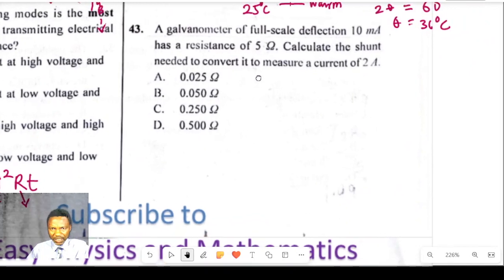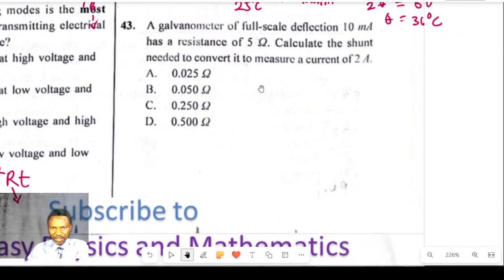Now number 40. Conversion of a galvanometer to an ammeter. All right. So you have a current coming, and then there's a galvanometer here. The galvanometer resistance is equal to 5 ohm. Then the current coming, you have this.